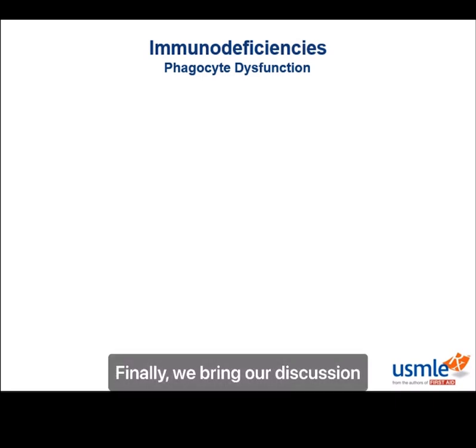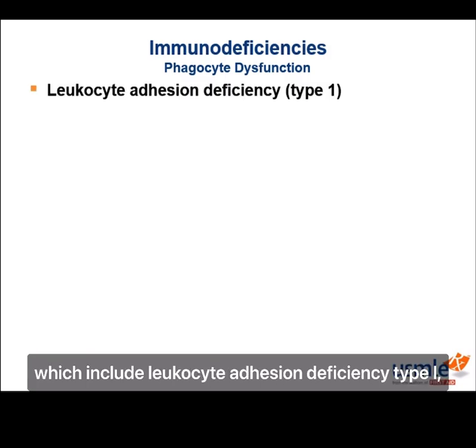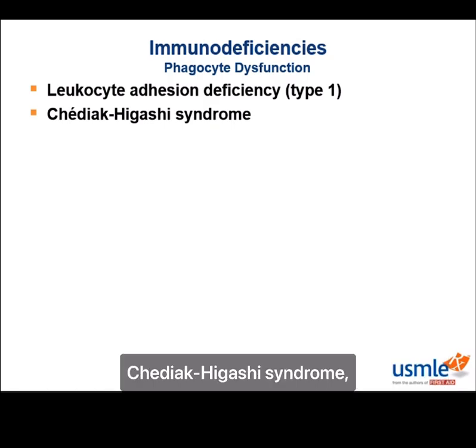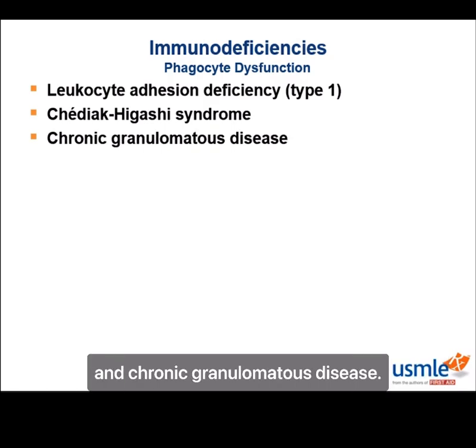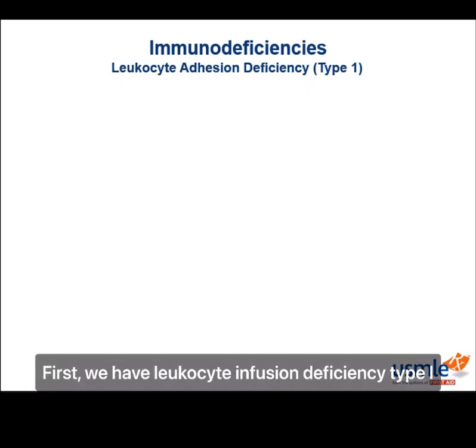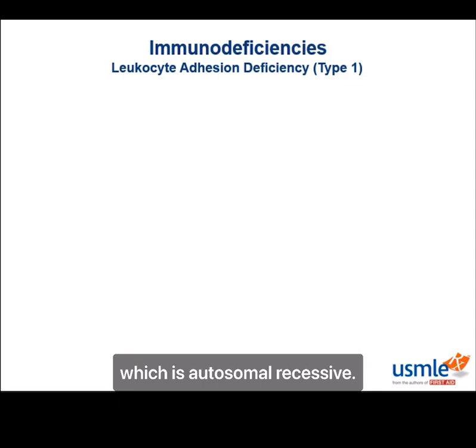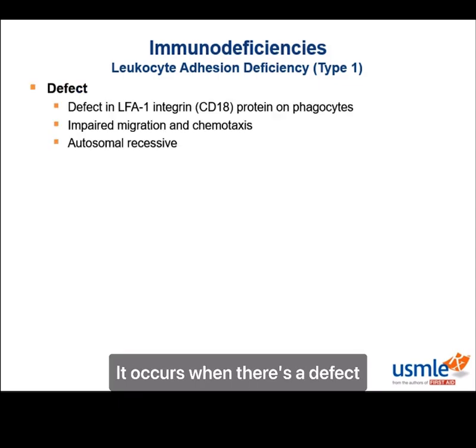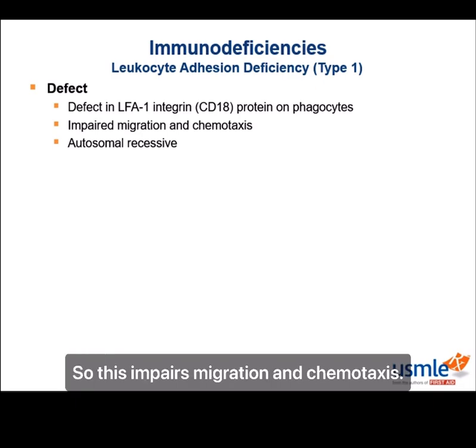Finally, we bring our discussion to the immune deficiency states that arise from phagocyte dysfunction, which include leukocyte adhesion deficiency type 1, Chediak-Higashi syndrome, and chronic granulomatous disease. First, we have leukocyte adhesion deficiency type 1, which is autosomal recessive. It occurs when there's a defect in LFA1 integrin on phagocytes, so this impairs migration and chemotaxis.